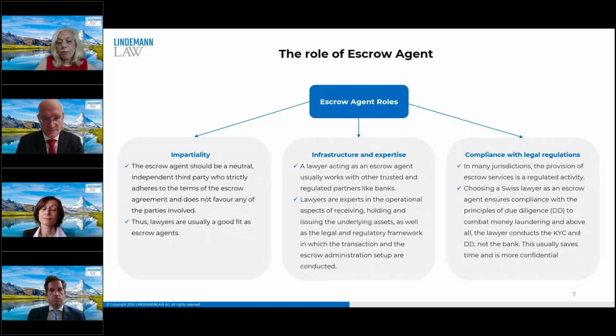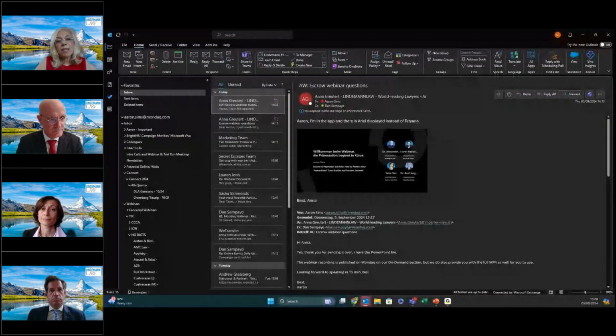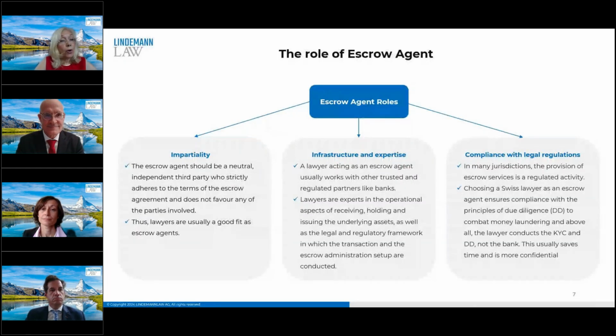And last but not least, very important, compliance with legal regulations. It is vitally important to emphasize that escrow activity is a regulated activity. Thus, the best fit for an escrow agent is again a lawyer or a law firm. Why? Because all the requirements of due diligence, anti-money laundering and KYC are in this case not conducted by the bank, but are entrusted to the escrow agent, which is normally the law firm. And this whole setup makes the deal more confidential. That's not the least thing for the buyer and seller. Normally, a deal is a very confidential thing. Next slide, please.